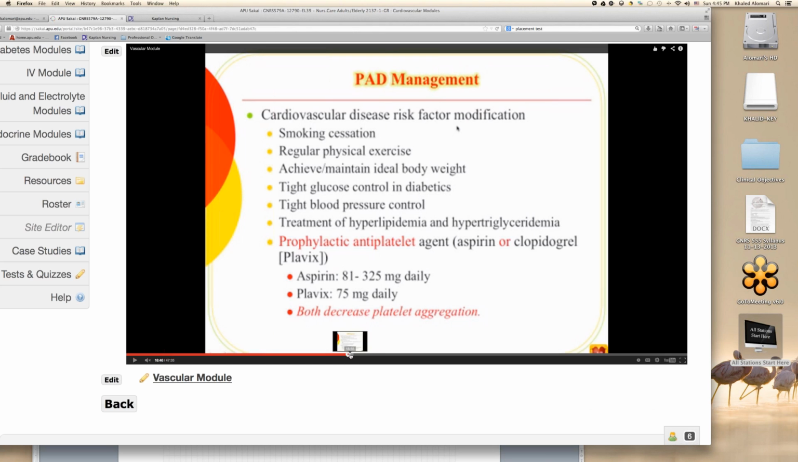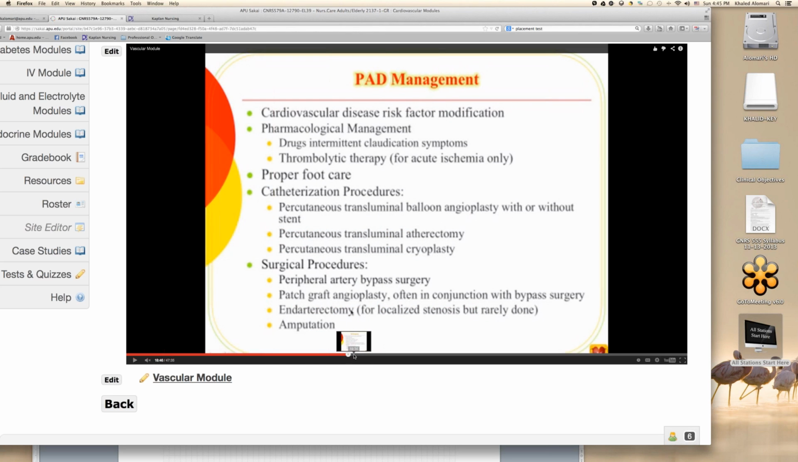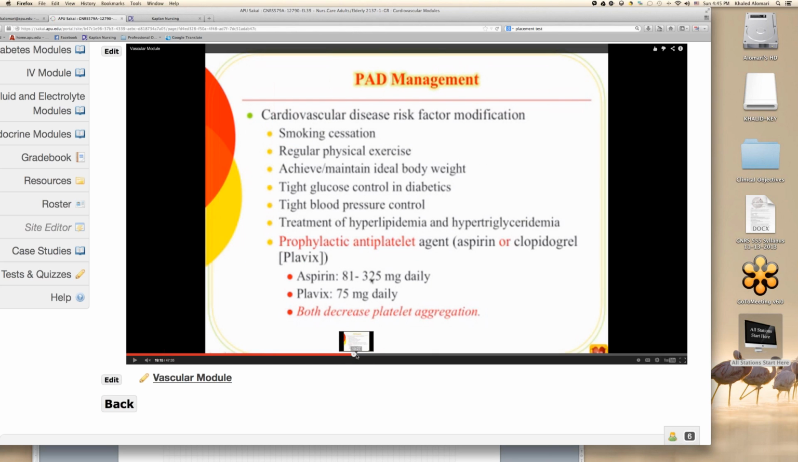Let's see, some medication that you must know because of NCLEX. Okay, Plavix. You must know Plavix. Plavix should remind you of aspirin. It's pretty much the same, but it's 75 milligrams. It does platelet aggregation inhibition.